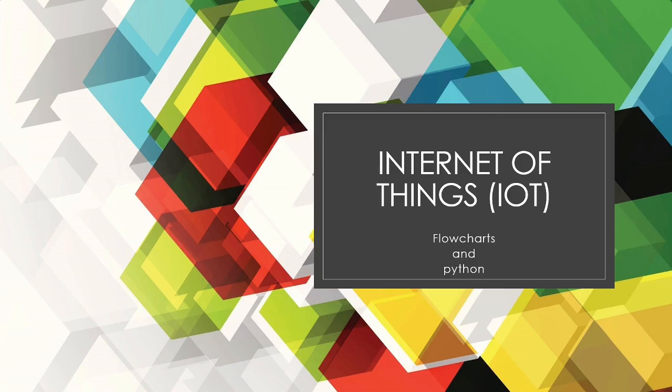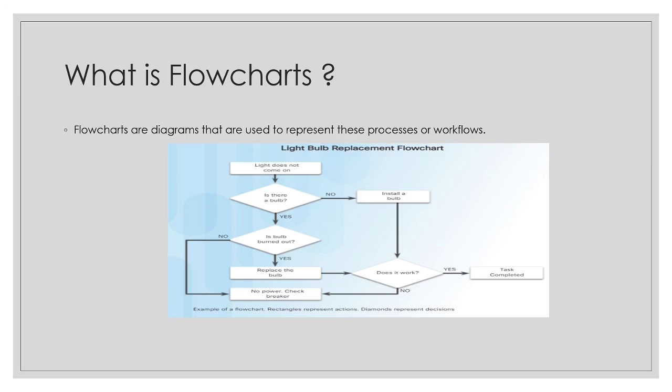Good day, everyone. Today we will continue our lecture about Internet of Things. In this chapter, we will study more about flowcharts in Python. So, what is a flowchart? Flowcharts are diagrams that are used to represent processes or workflows.